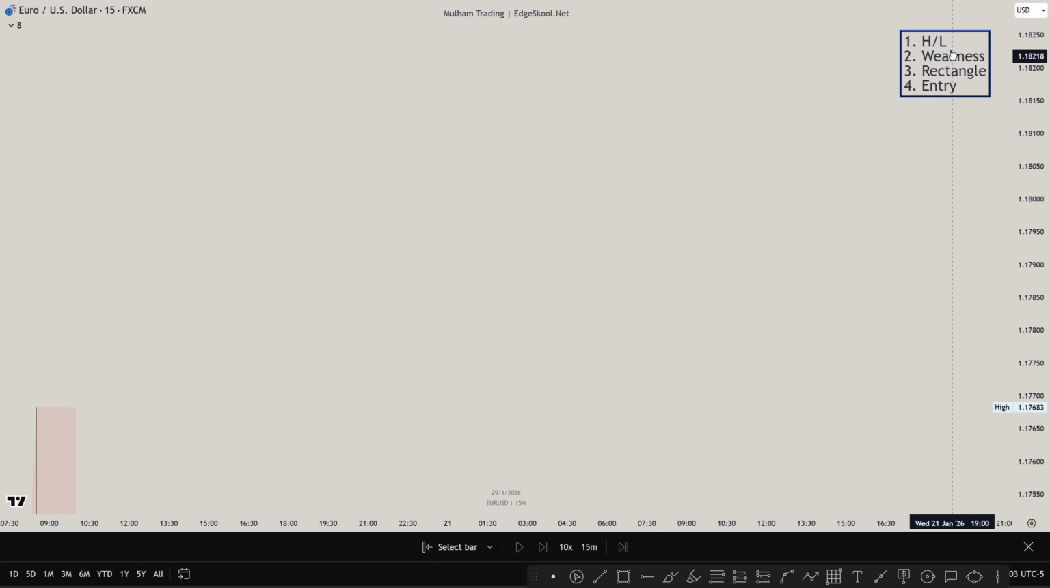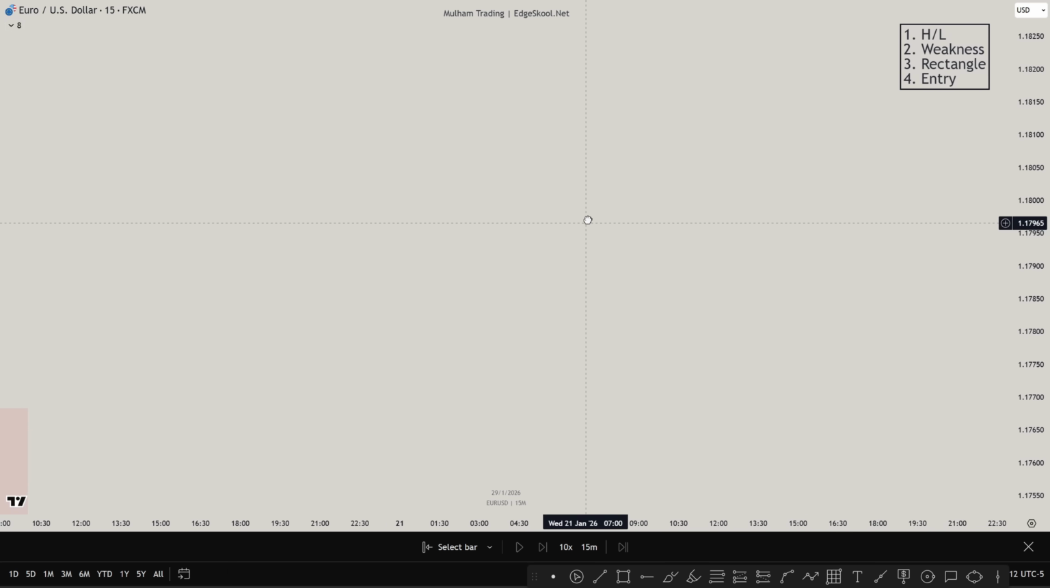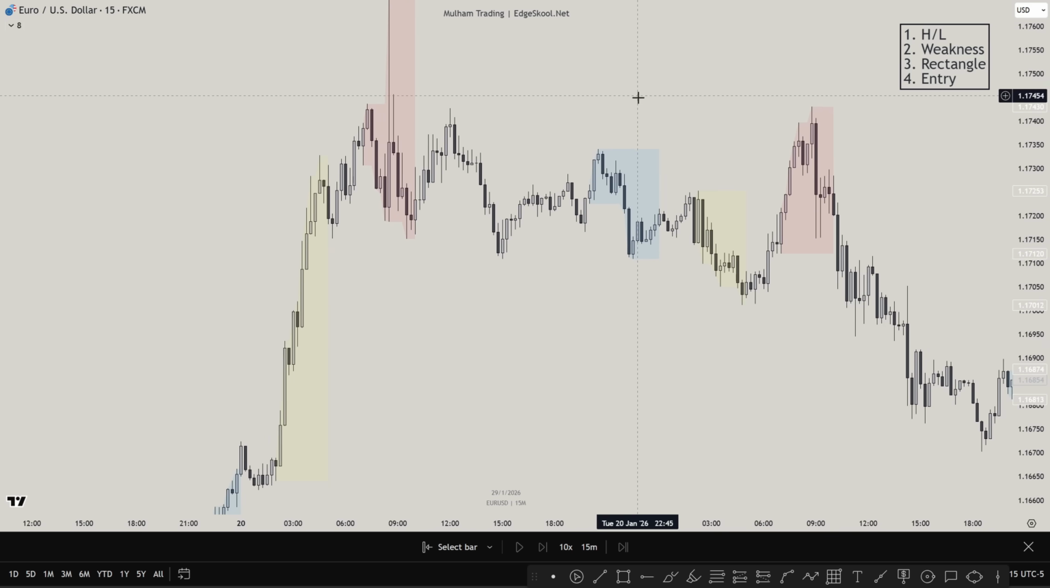Now these are the steps here. I'm going to have them on the right. The first one is going to be highs and lows, identifying them, then identifying the weakness, drawing the rectangle, and then having the entry. There's going to be always here in order to go over each one at a time.